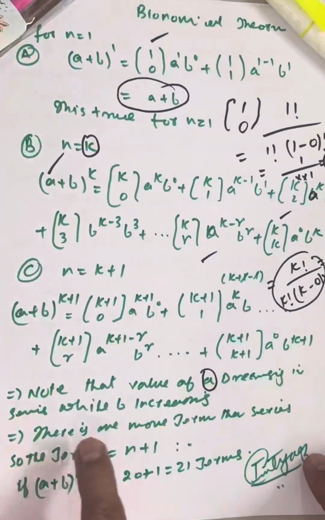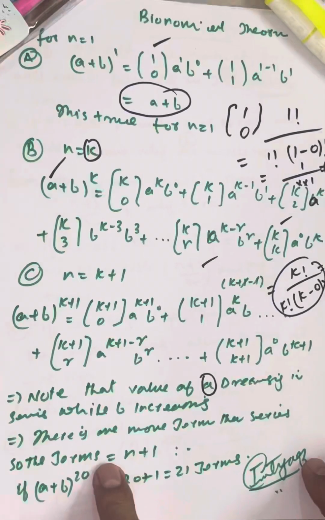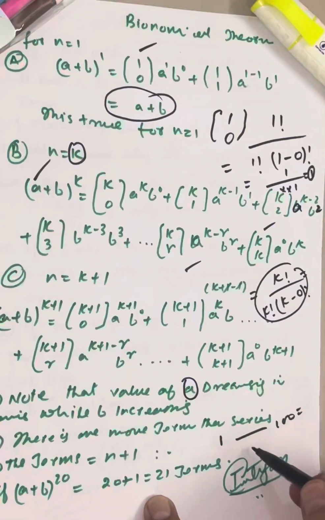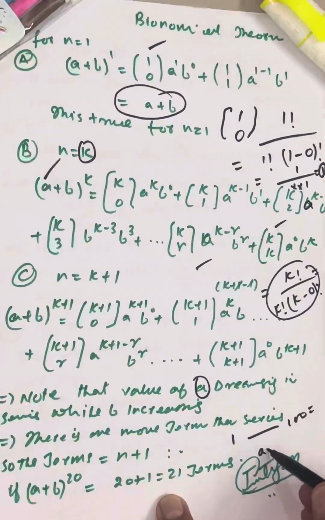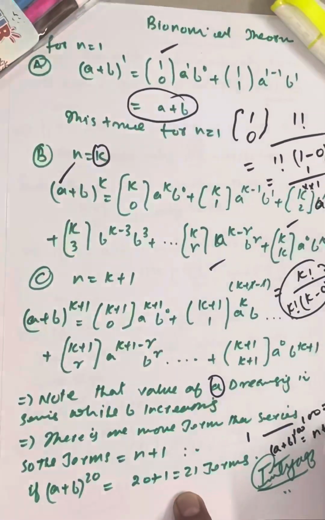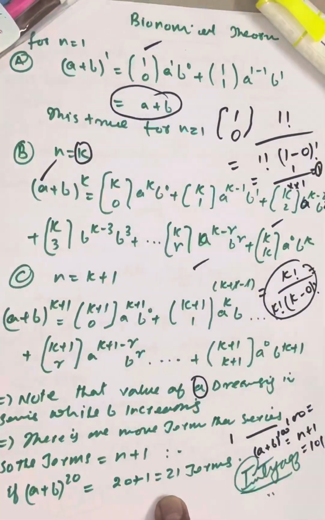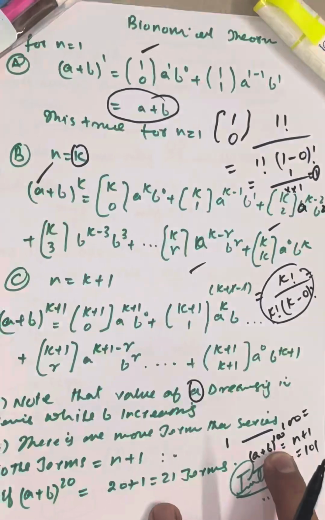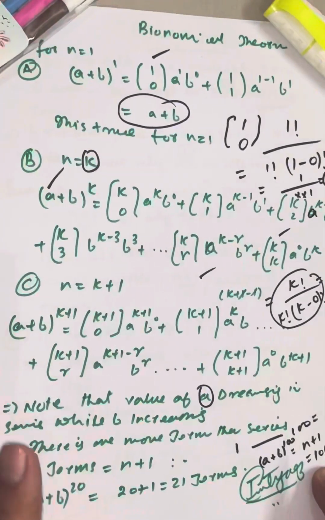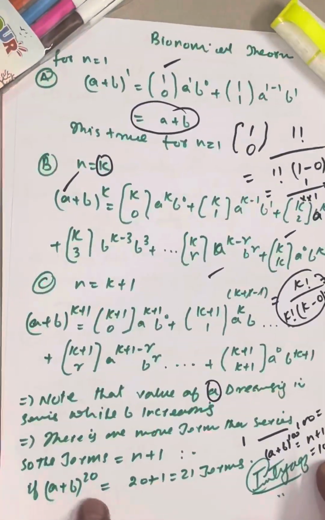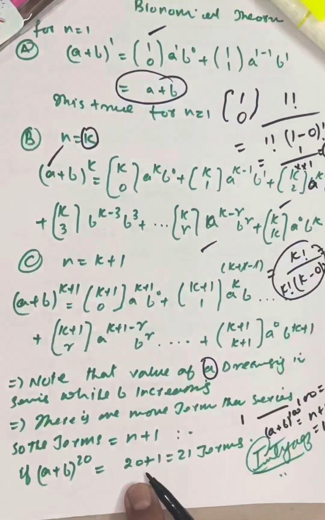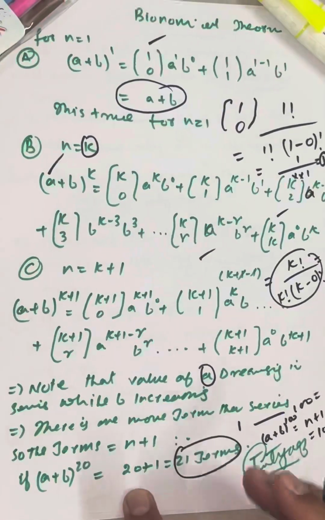This is important. And there is one more term in the series: if the power is n, and in the binomial theorem (a + b)^100, the total number of terms will be n plus 1. There is one more term, so you will get 101 terms. If you have power 100, you will get 101 terms. So there is always one more term in the binomial series, very important in the exam. And let's say (a + b)^20, there is one more term, so we have 20 plus 1, 21 terms, very important in the exam.